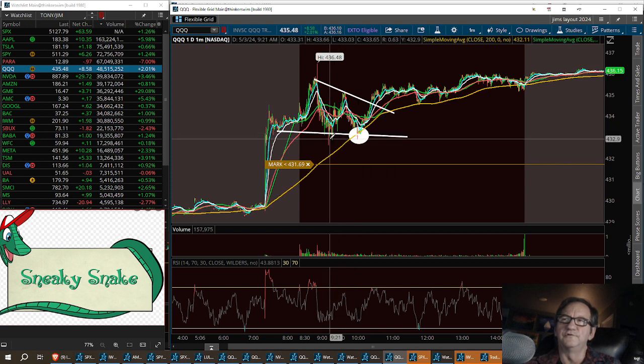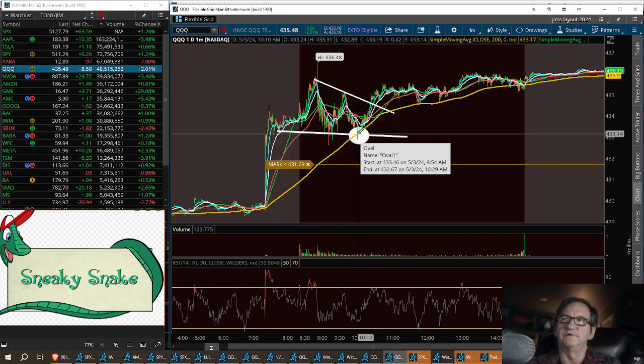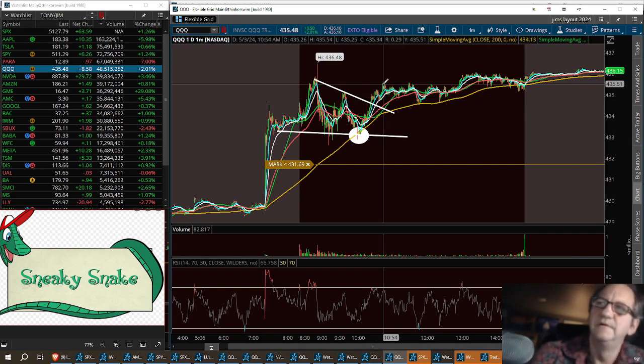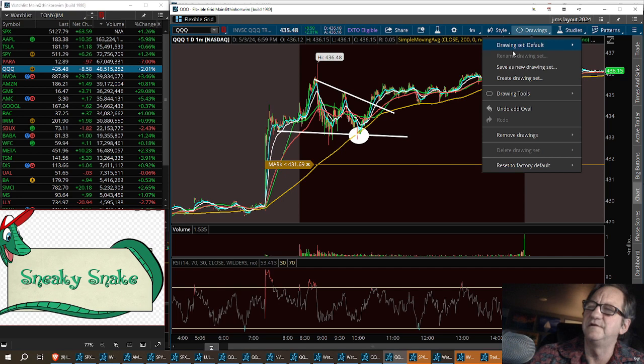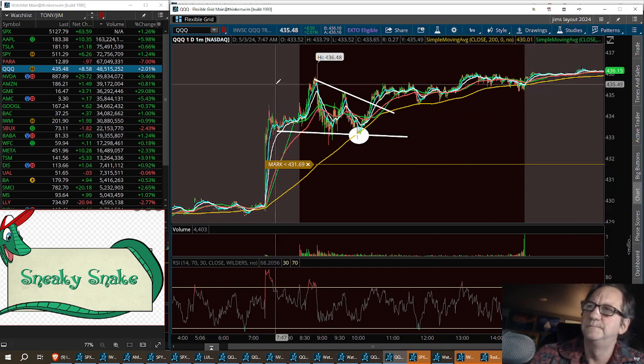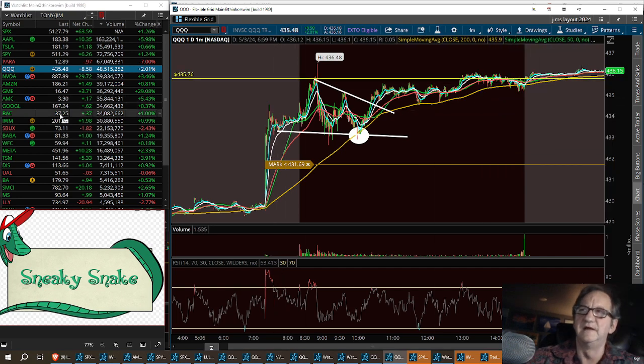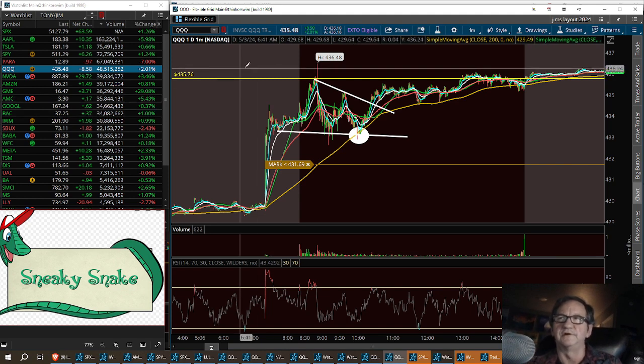inverse head and shoulders. You got your left shoulder, your right shoulder, and it breaks out the triple top and holds the 200, and then you decide to go ahead and sell it at a double top and get out of the trade. Or you get out of the trade right here.